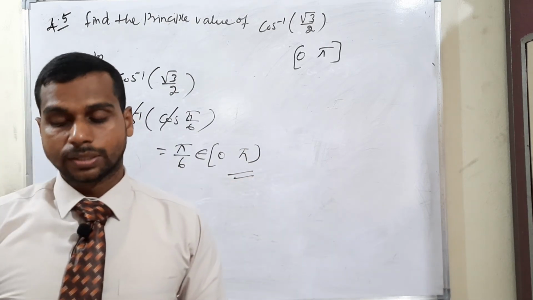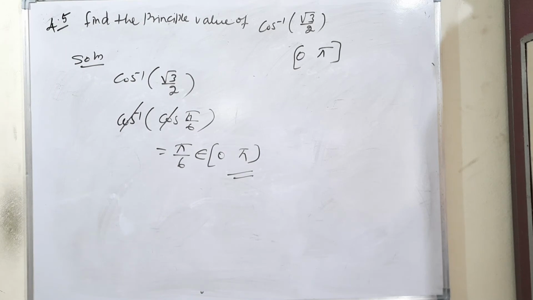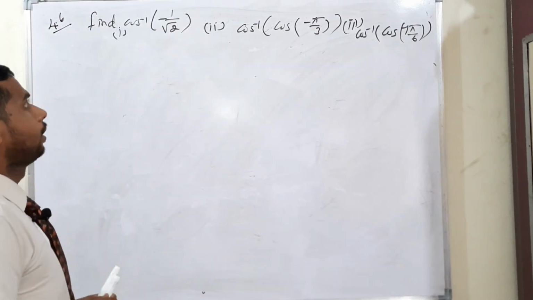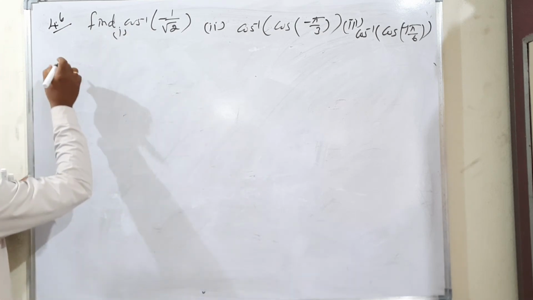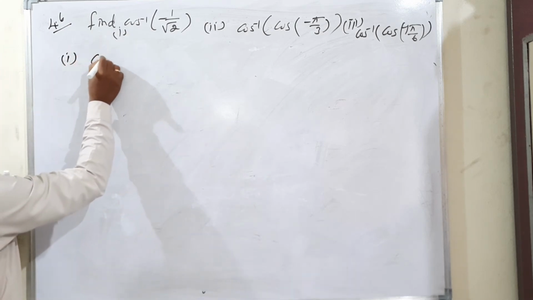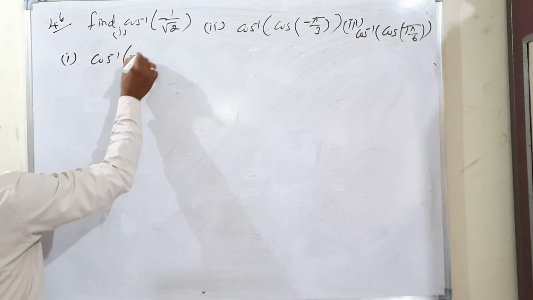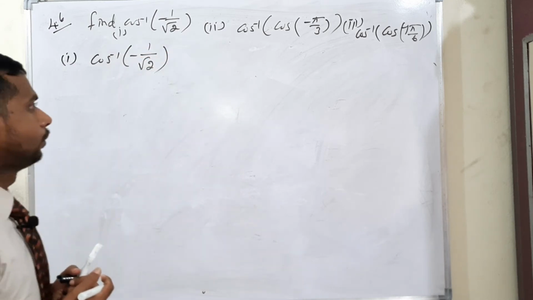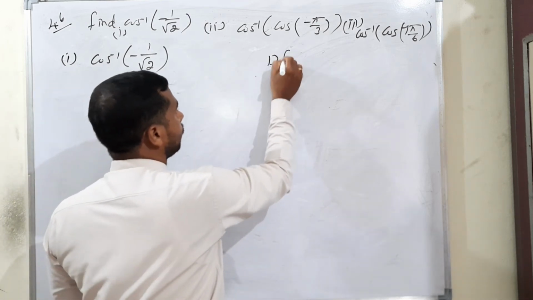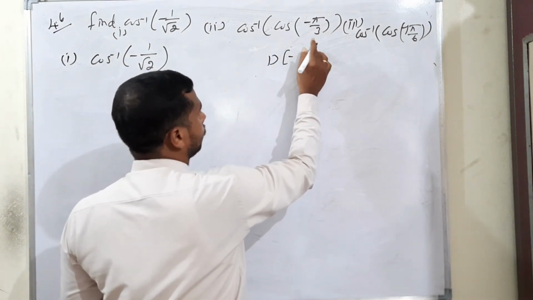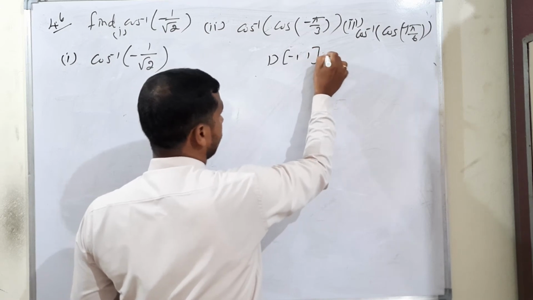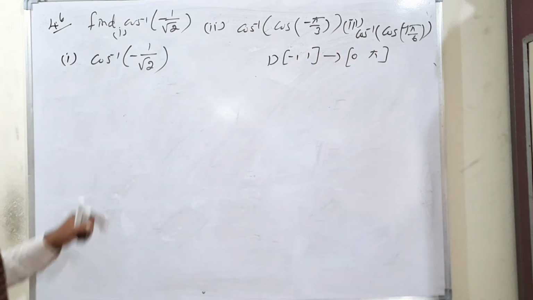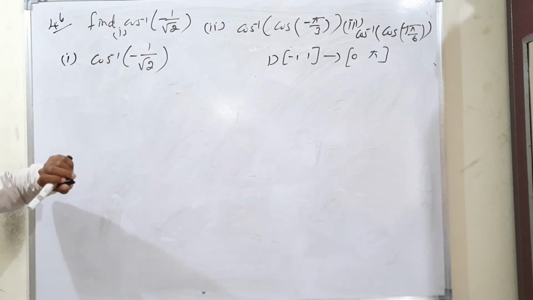I will continue with the next question. Example 4.6 has 3 subdivisions. Okay, one by one we can discuss. Subdivision 1: cos inverse of minus 1 by root 2. For cos inverse, the domain we know is minus 1 to positive 1, and the range is 0 to pi, isn't it? The given value is also minus 1 by root 2.